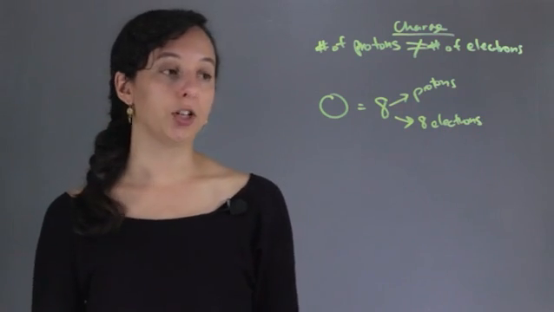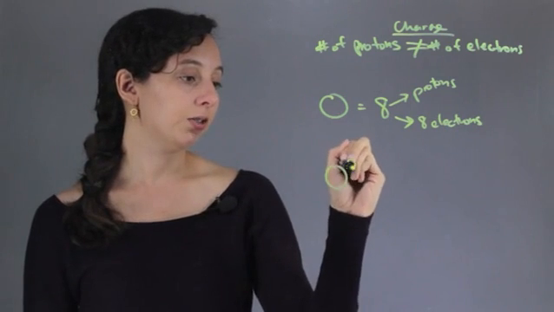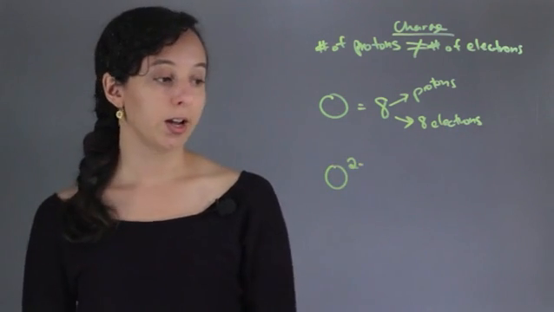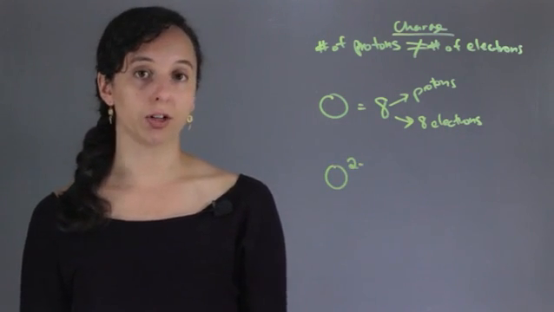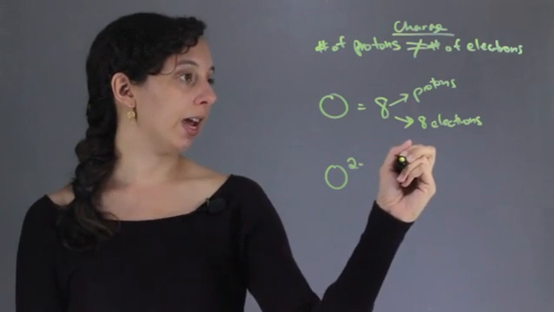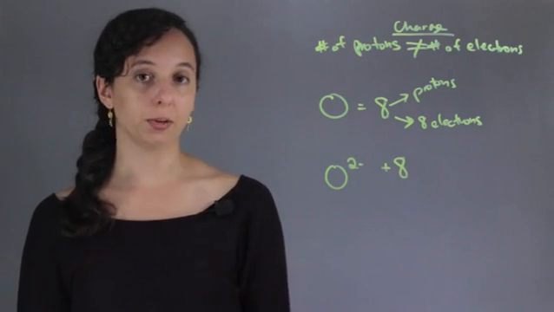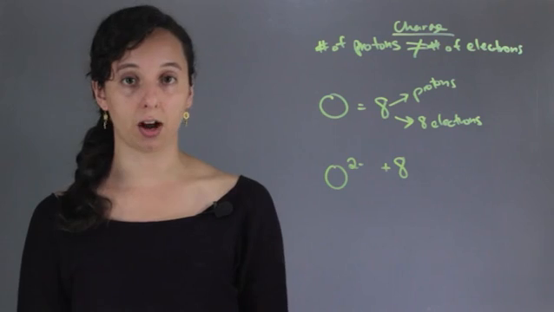But let's say I don't have just an oxygen atom. Let's say I have an oxygen atom, and it also says 2- on it. This means it has an overall charge of -2. So what that means is that it still has to have 8 protons. There's no getting around that. If it has 8 protons, it's oxygen. If it doesn't, it's not oxygen.